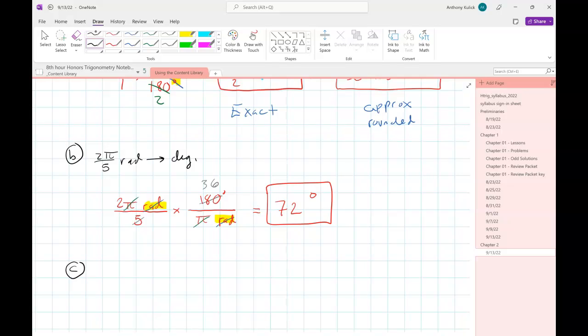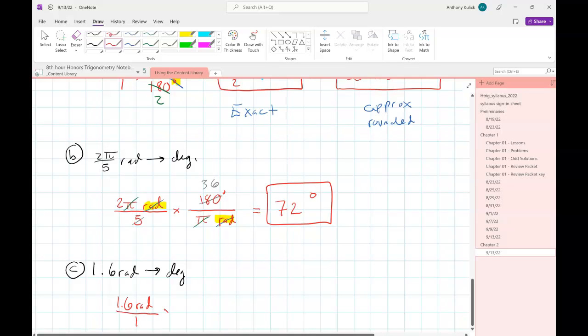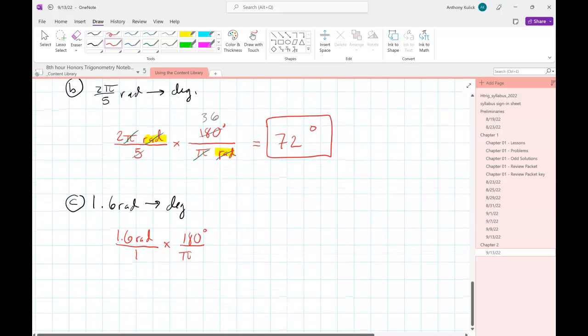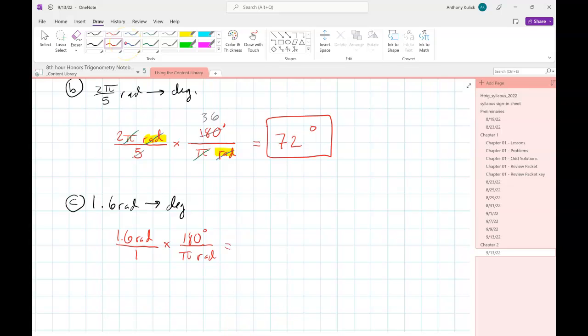Let's say we have 1.6 radians, and I want to send that to degrees. Well, it's like the exact same setup, Mr. Kulik. I don't know why you're even bothering to do this example. I don't get it, but go ahead and go till your heart's content. Yeah, I know it's kind of a dumb thing to do, but we're going to do it anyway.